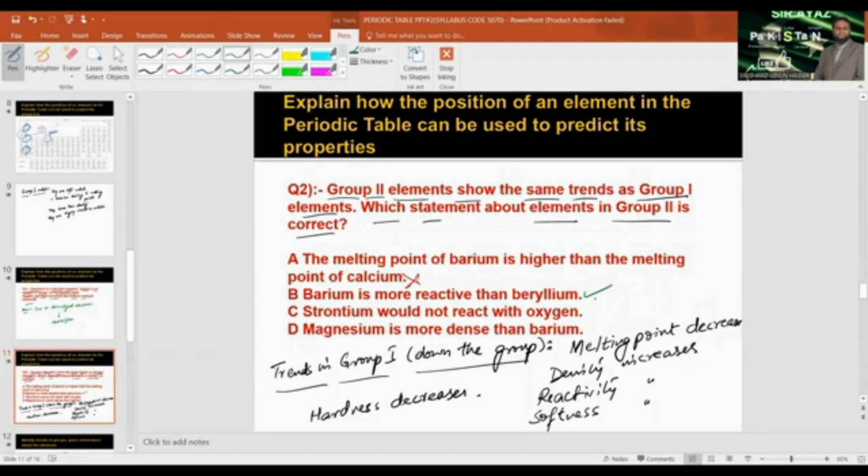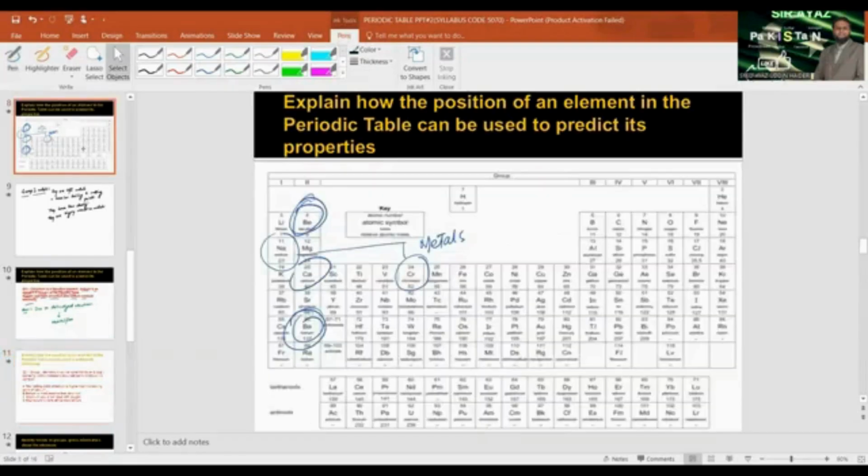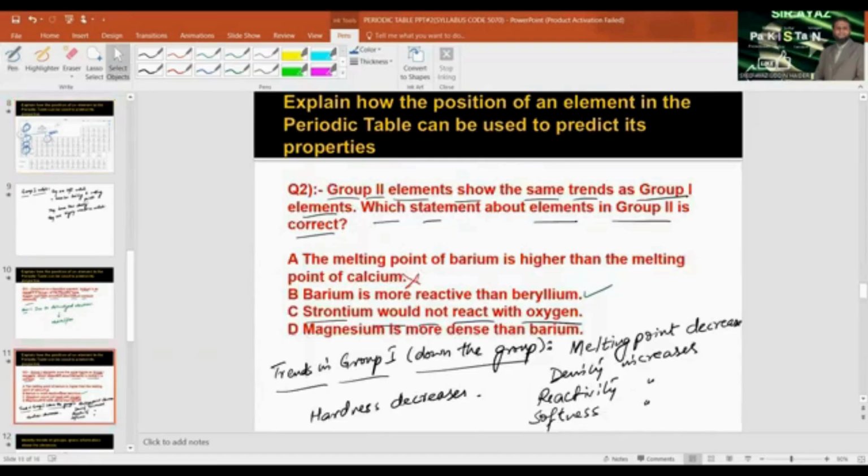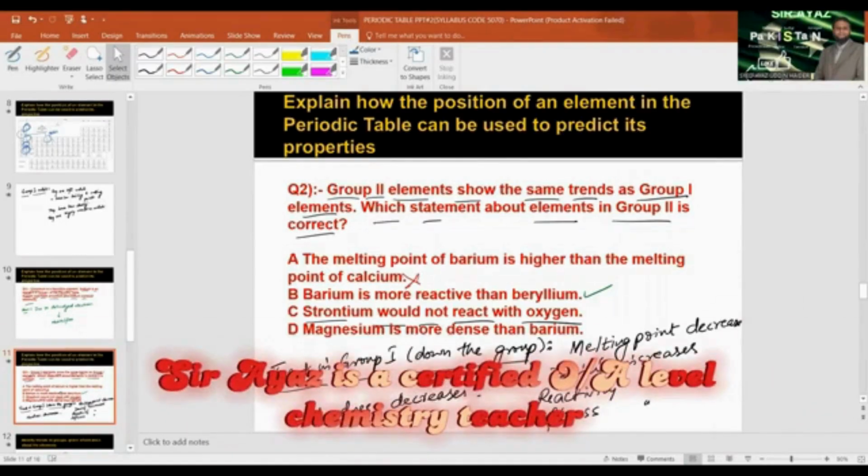For your convenience, I am reading the other statements also. Strontium would not react with oxygen. Where's the strontium? Here's strontium. Strontium will definitely react with oxygen. As I've told you, in group 1 they are highly reactive metals. They will react with everything, like they react with oxygen and water, producing oxides and hydroxides. So strontium will definitely react with oxygen. This statement is incorrect.